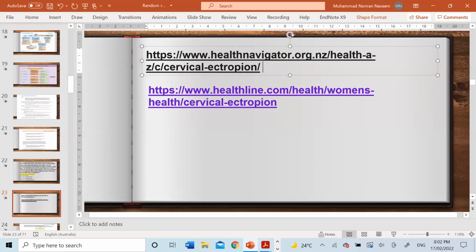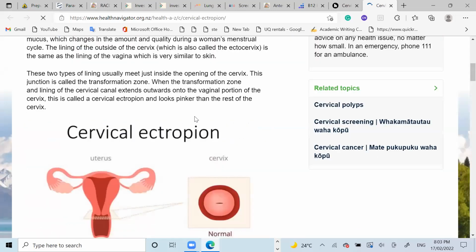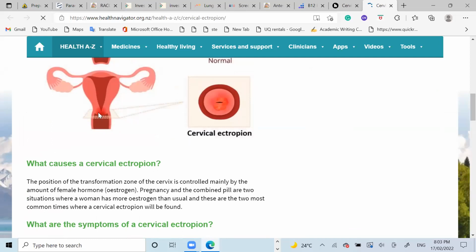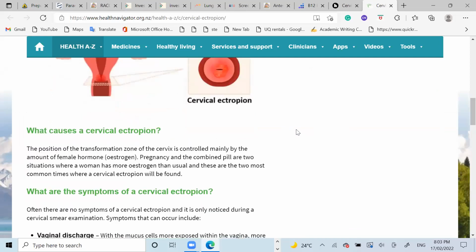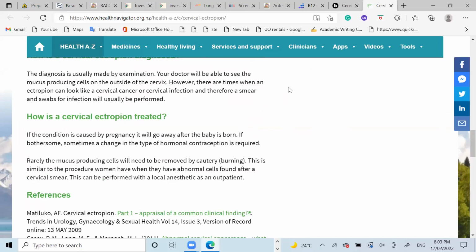You can also have the same here in the health navigator of the New Zealand Health. They have the same guidelines which is followed here in Australia, and they have talked about the same thing. So it's like this, it's red and rough. How it is diagnosed? Usually by examination, and then you do the cervical screening tests, which is the smear.